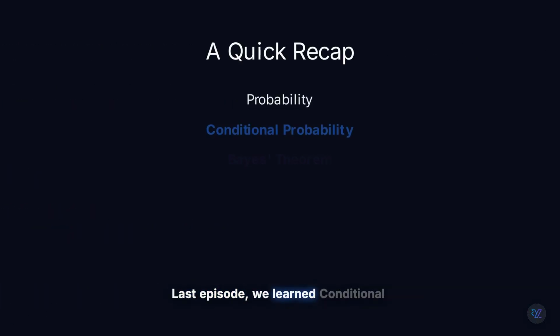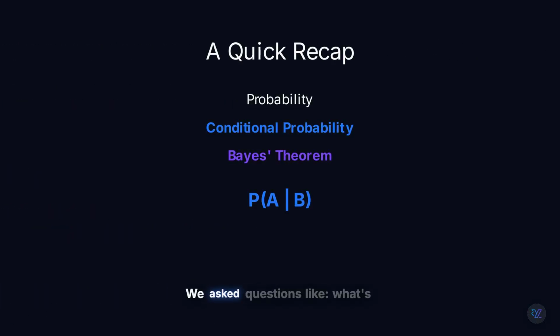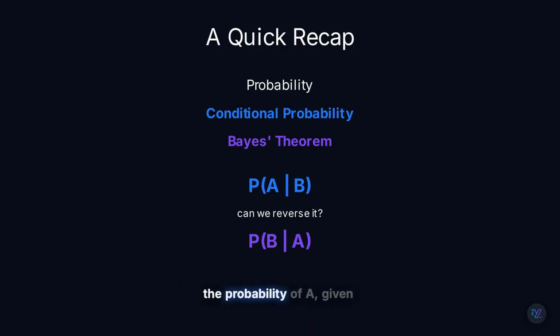Last episode, we learned conditional probability. We asked questions like, what's the probability of A given B? That was already powerful. But Bayes' theorem asks something even more interesting. What if we know B happened, and now we want to reverse the question? Can we go backwards? Surprisingly, yes. And that's exactly what Bayes' theorem lets us do.